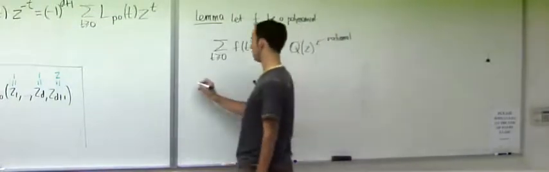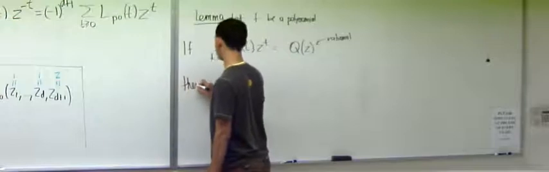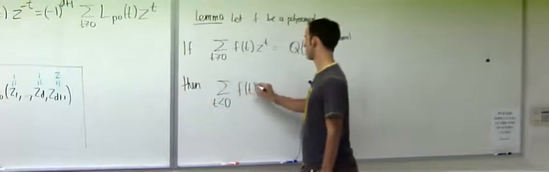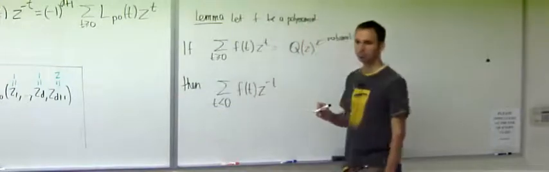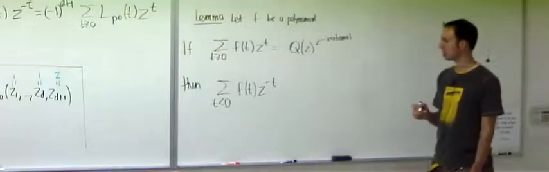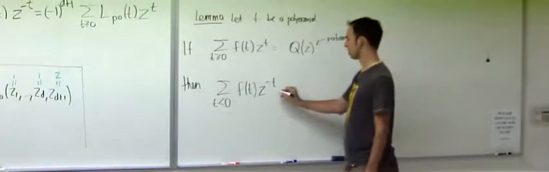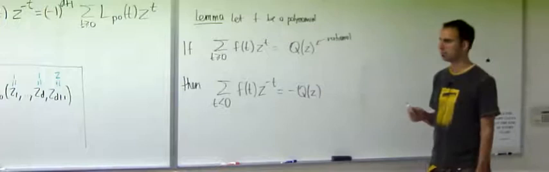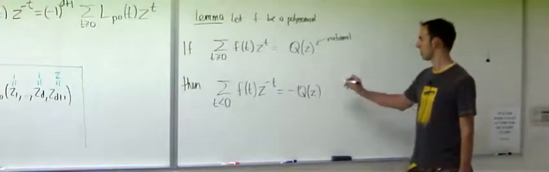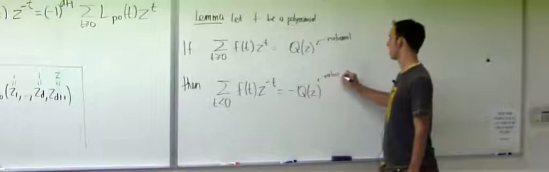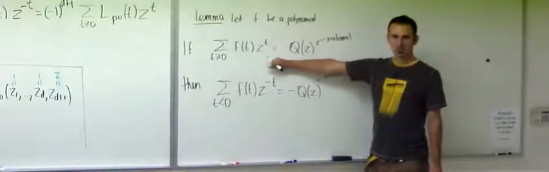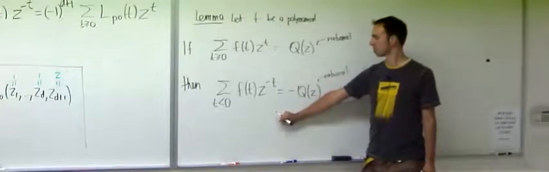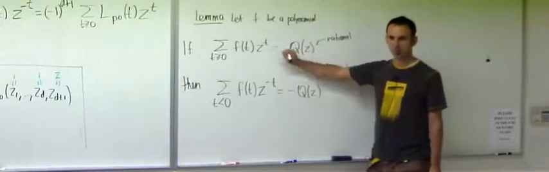So then, it turns out that if you do this series, which a priori seems unrelated, right? You get exactly minus Q of z, a rational function. If you're thinking about domains of convergence, then this convergence is for z less than 1 in norm, and this has convergence for z bigger than 1 in norm. But it's saying that these two things fit together very nicely in this way.